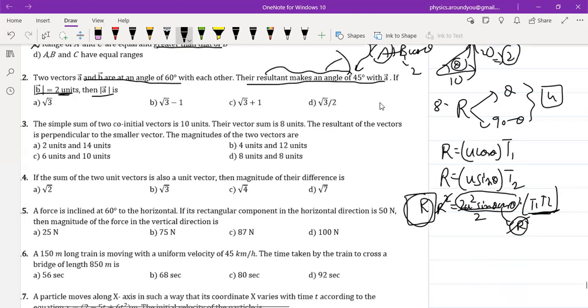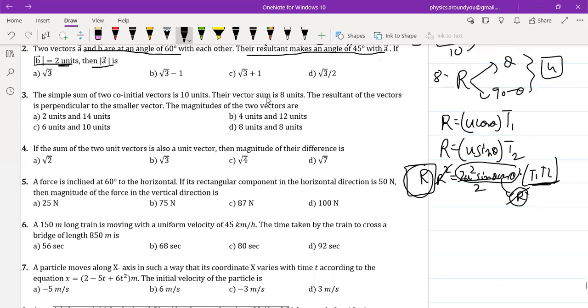Next one. The simple sum of two co-initial vectors is 10 units. Their vector sum is 8. The resultant of the vectors is perpendicular to the smaller vector. What are the magnitudes of the two vectors?